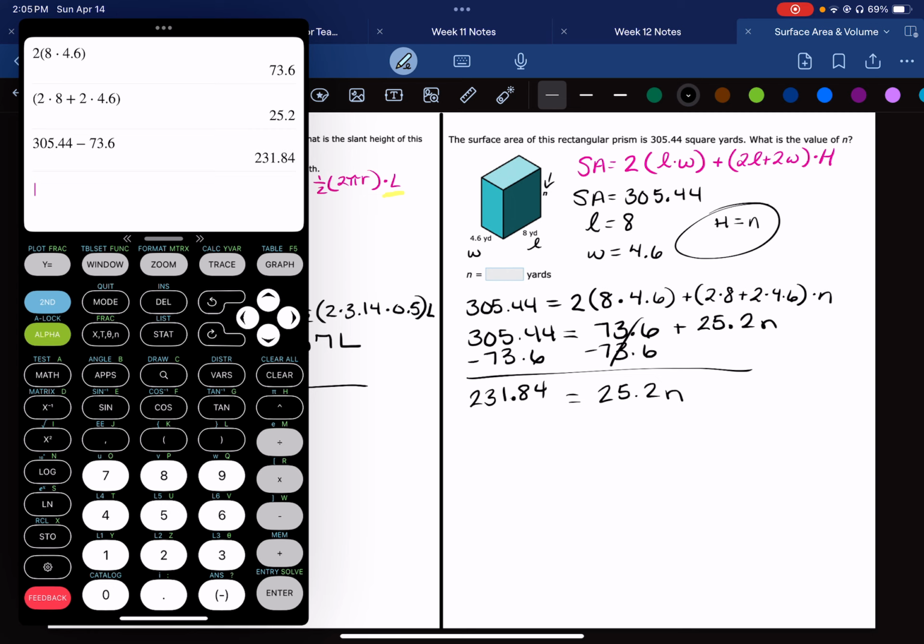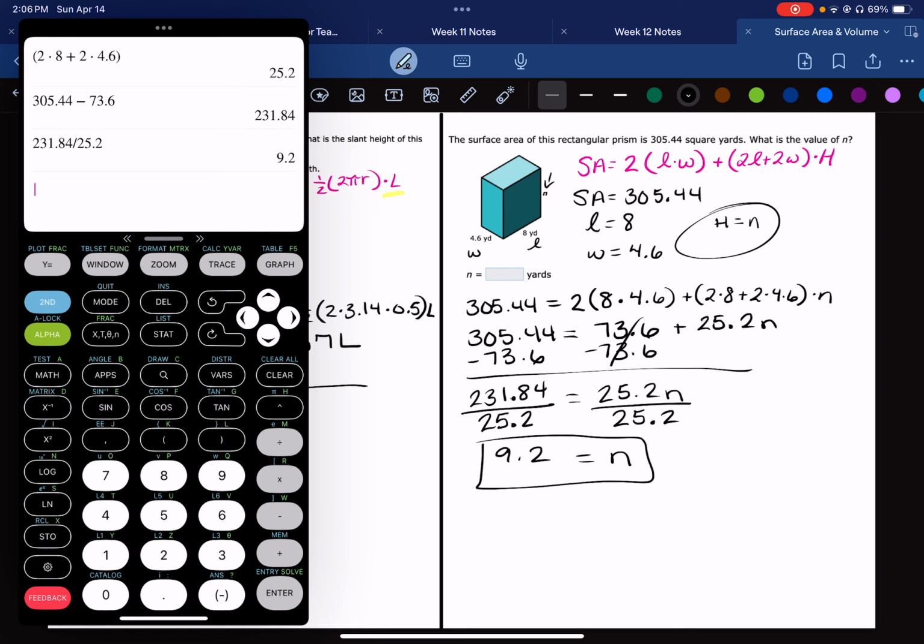The last thing is I want to get rid of this 25.2. That's done through division because 25.2 and n were being multiplied. We do the opposite of that to get rid of it. 25.2 divided by 25.2 is just 1, so they divide away, leaving n. On the other side, in the calculator, 231.84 divided by 25.2 is 9.2. So the answer to the question, what is the value of n? n is equal to 9.2 yards, because this problem is using yards.